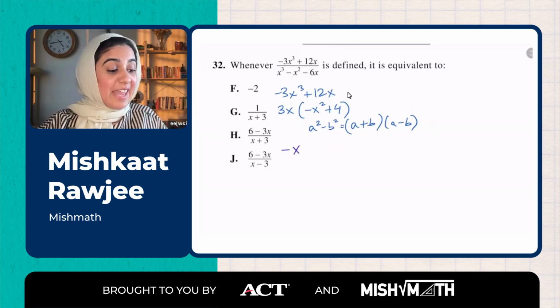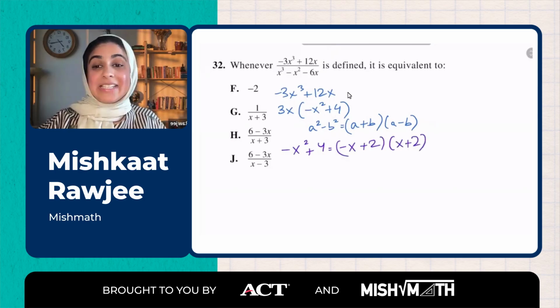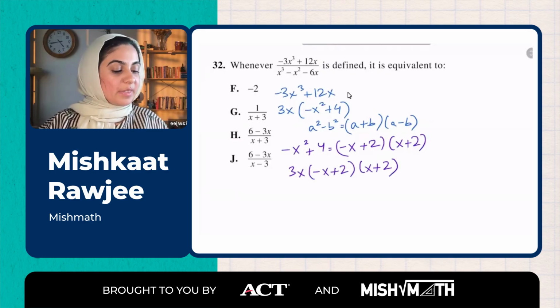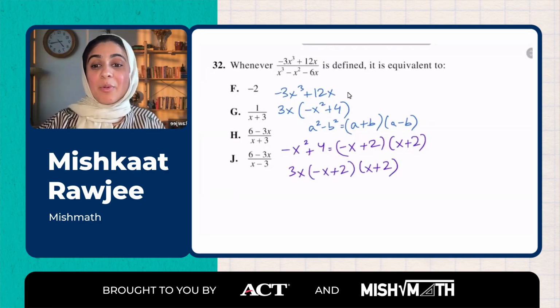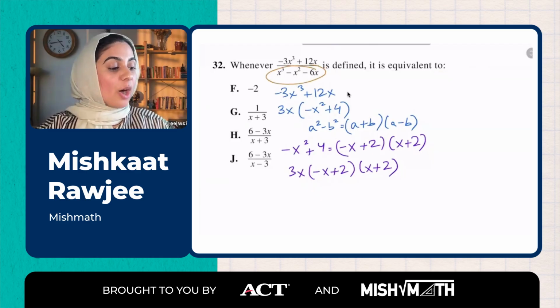Now, negative x squared plus 4 converts to negative x plus 2 times x plus 2 to get back negative x squared plus 4. Now, when we combine them together, we end up with 3x times negative x plus 2 times x plus 2. Now let's go ahead and find the factored form of the denominator.